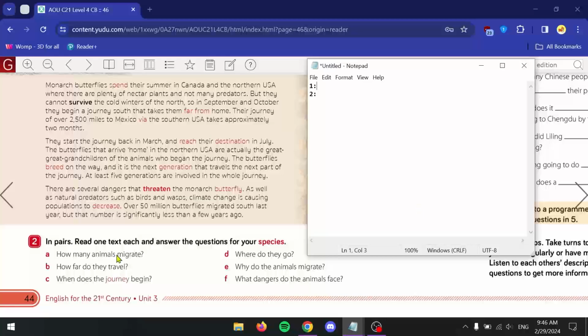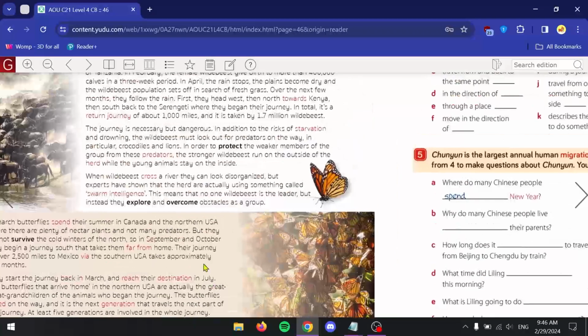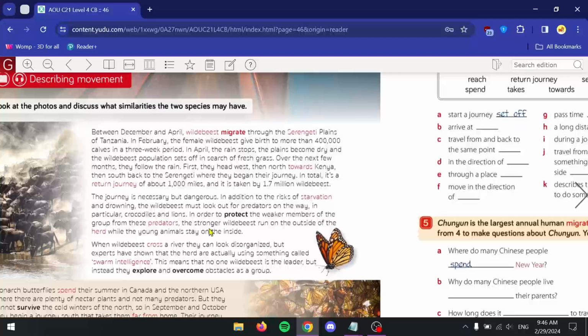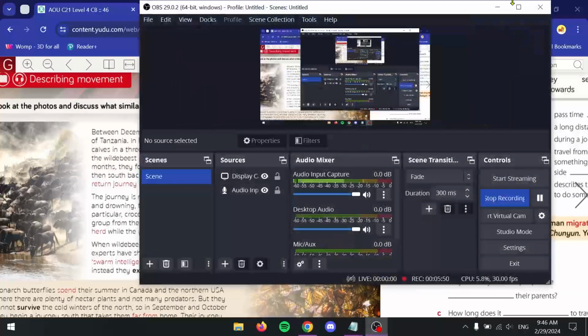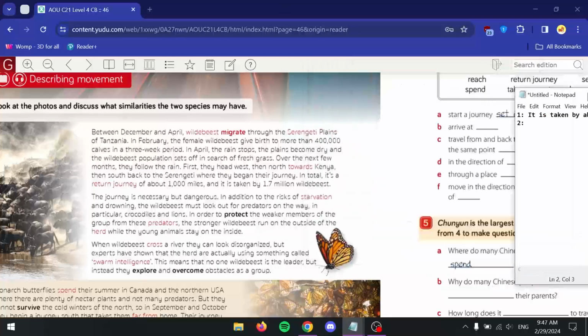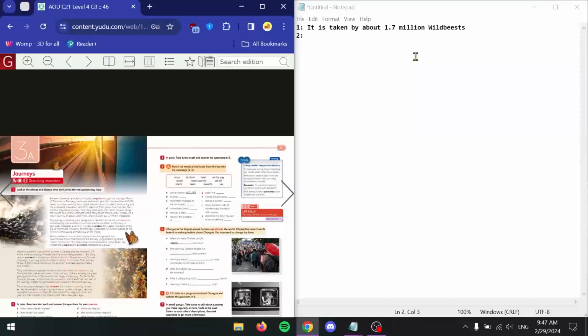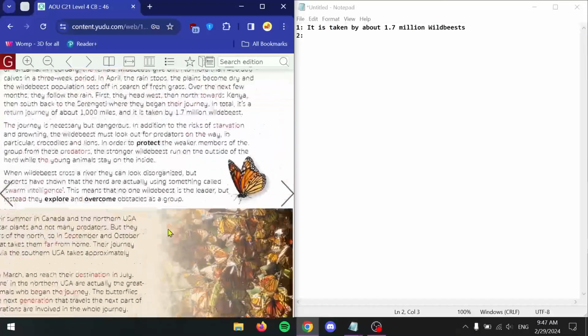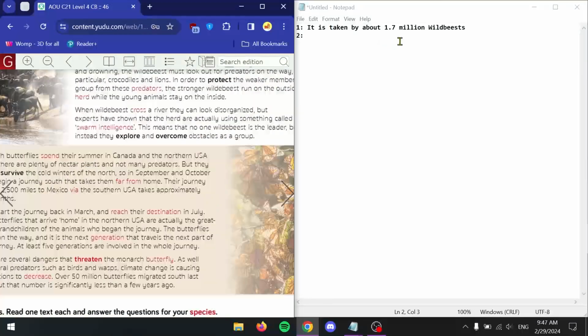So how many animals migrate? Let's take a look together. We'll say it is taken by about 1.7 million wild beasts. Oh, sorry about that. Actually, let me do something here. It makes this a little bit better. That way you guys can see everything. It is taken by about 1.7 million wild beasts.